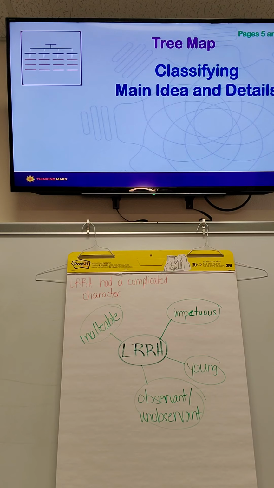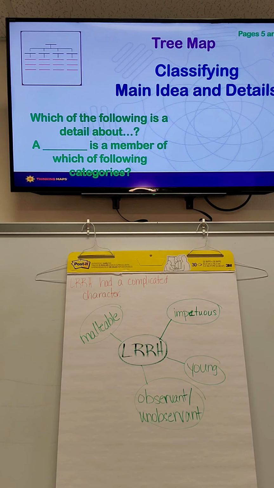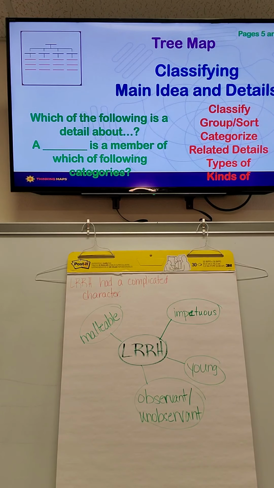So let's practice with a tree map today. We're going to talk about the tree map first. Tree map is for classifying main ideas and details. We use these a lot when we're having the kids take notes and so forth. Some of the questions you might ask is, which of the following is a detail about that? So then they have to figure out what details go with what ideas. Or a blank is a member of which of the following categories? Some important words you might see are classify, group or sort, categorize, related details or types of, kinds of. So we're going to practice with both of those maps today.